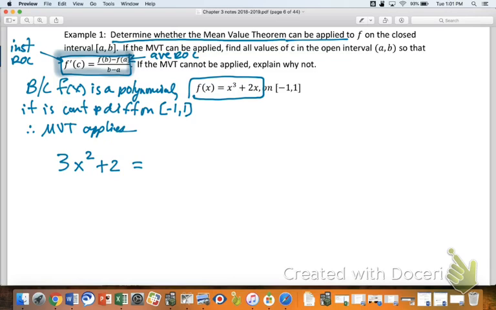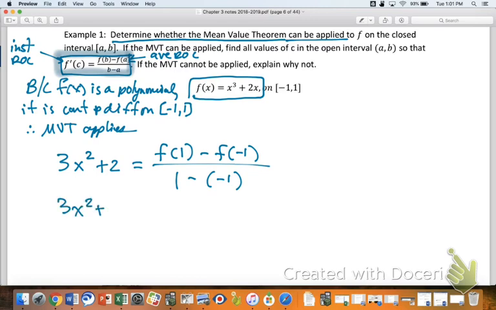What are my b's and my a's here? Isn't it the endpoints of the interval? Yeah, Nick, you're right. So this would be f of 1 minus f of negative 1, over 1 minus negative 1. What do you guys think f of 1 is? 3. What's f of negative 1?